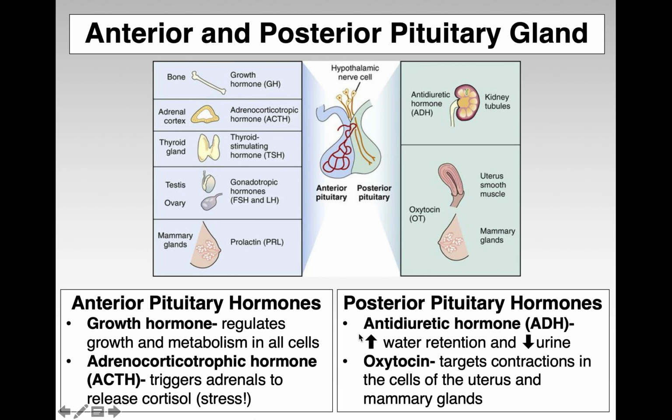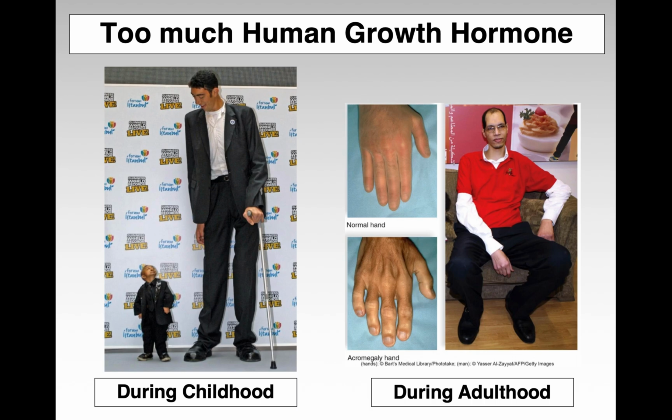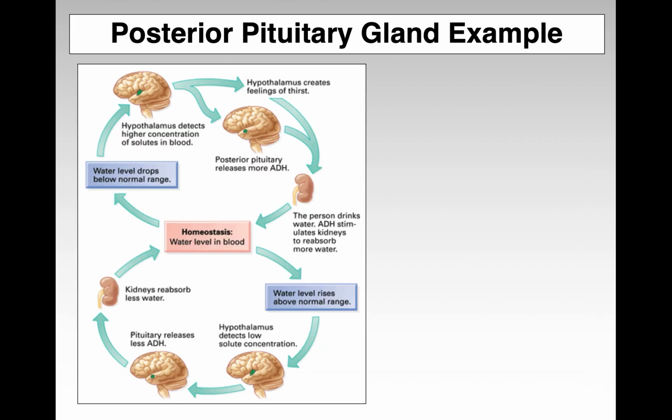Posterior pituitary, the two that we've really spoken about are oxytocin, which is involved in contractions in the uterus and the mammary gland, and sometimes thought of as the love drug, gives you all the warm fuzzies. And then we also have antidiuretic hormone, which is involved in water retention or urine production. This is just to show you that problems with these hormones can result in very dramatic phenotypes.